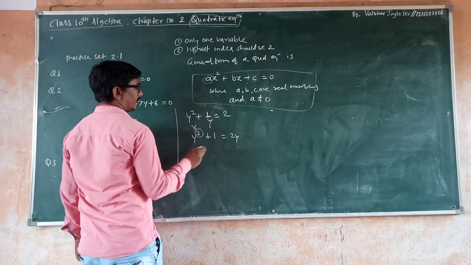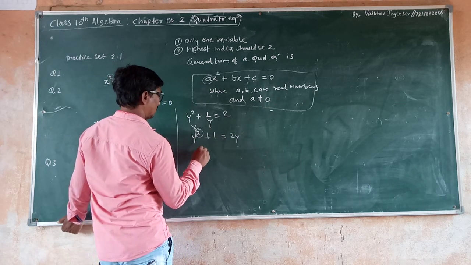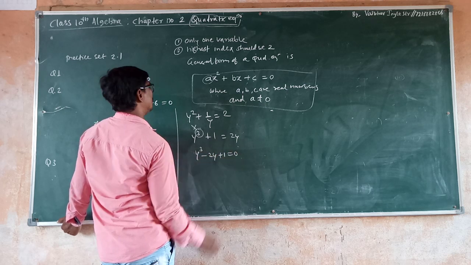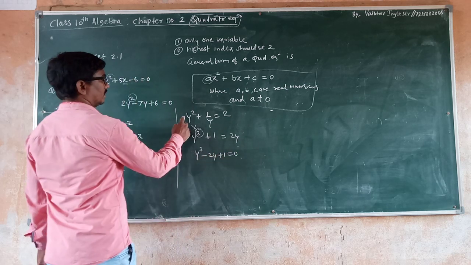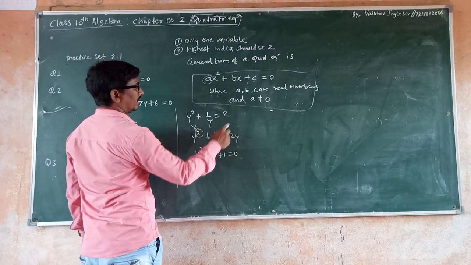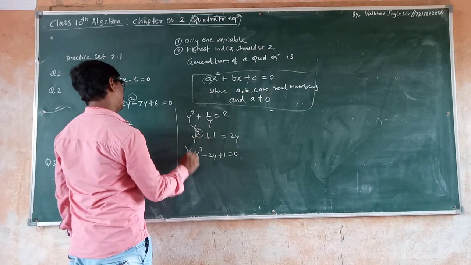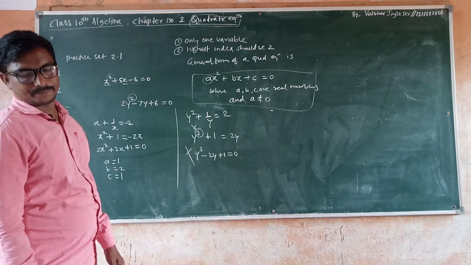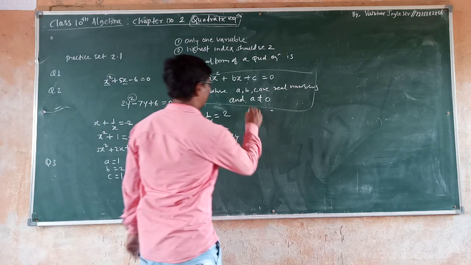If we bring 2y here, it will become y cube minus 2y plus 1 equals 0 after multiplying by y. Here y will get cancelled, here 2y, so this will not be a quadratic equation.